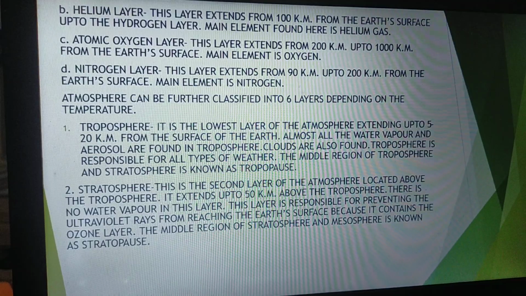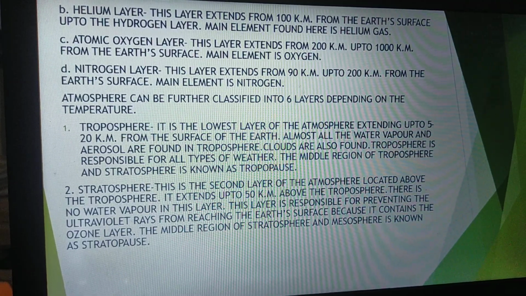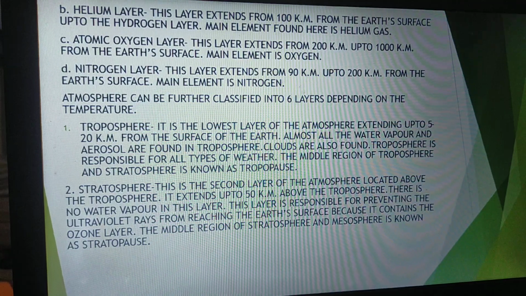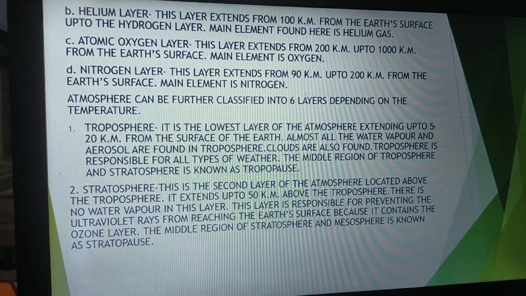The fourth is nitrogen layer. This layer extends from 90 kilometers up to 200 kilometers from the Earth's surface. The main element is nitrogen.